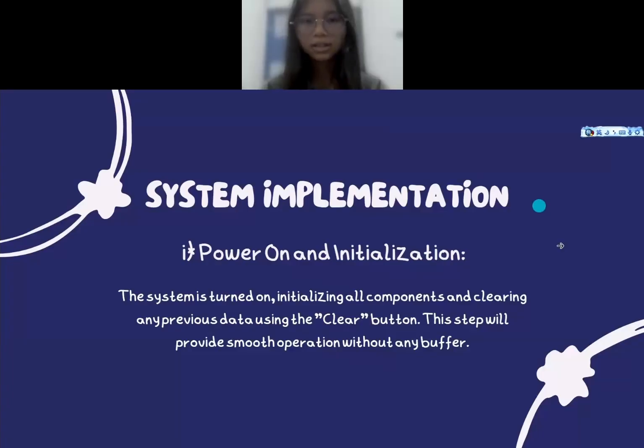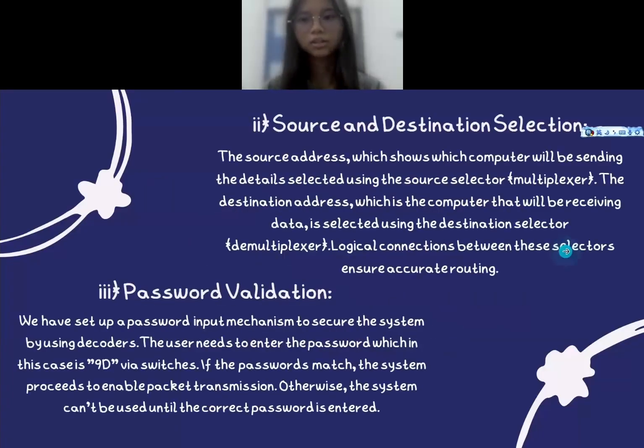Next is the source and destination selection. The source address, which shows which computer will be sending the data, is selected using the source selector, which is a multiplexer. The destination address, which is the computer that will be receiving data, is selected using the destination selector, which is also a multiplexer. The logical connection between these selectors ensures accurate routing.